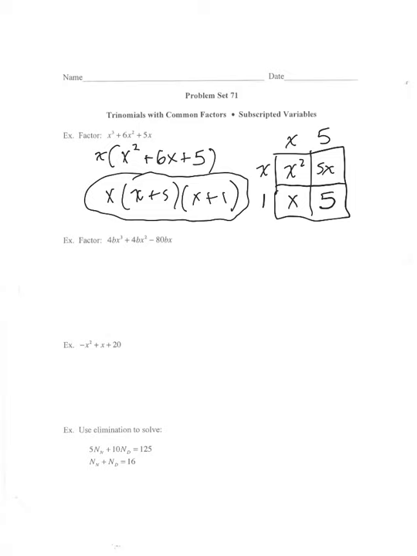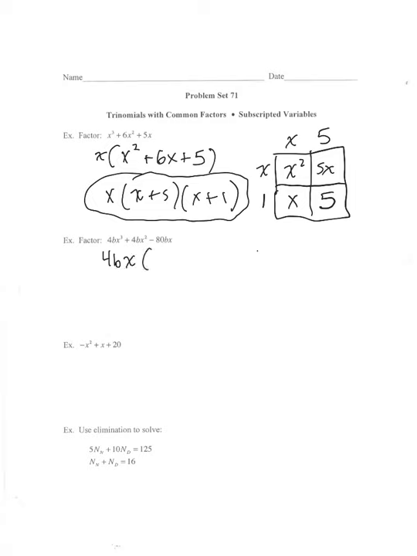So now let's try again with this one down here. This time, when we look at the 4bx cubed plus 4bx squared minus 80bx, again I'm going to start with a monomial and see what I can factor out of this. I notice that 4 seems to be the greatest common factor of 4, 4, and negative 80. I also recognize that there's a b in each of these terms, and there is one x in each of these terms. So what that means is that the GCF would be 4bx.